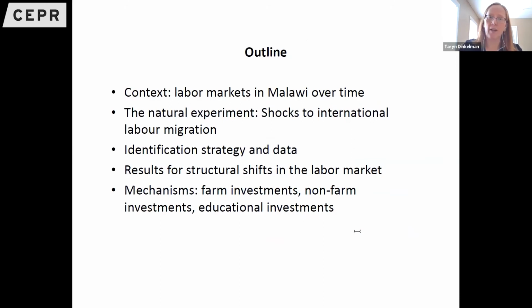So how I want to structure the presentation: I want to give you one snapshot of what labor markets in Malawi look like to try and help you fix ideas. I'm going to talk a little bit more about the natural experiment to give you some of the institutional details that are important for understanding our identification strategy. I'll talk about that and our data, then present the major results we have for structural shifts in the labor market, and finish up talking about some of the empirical evidence we have on mechanisms.